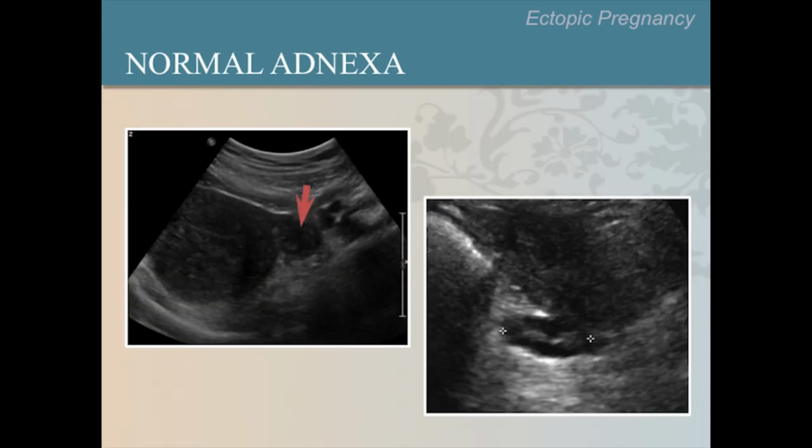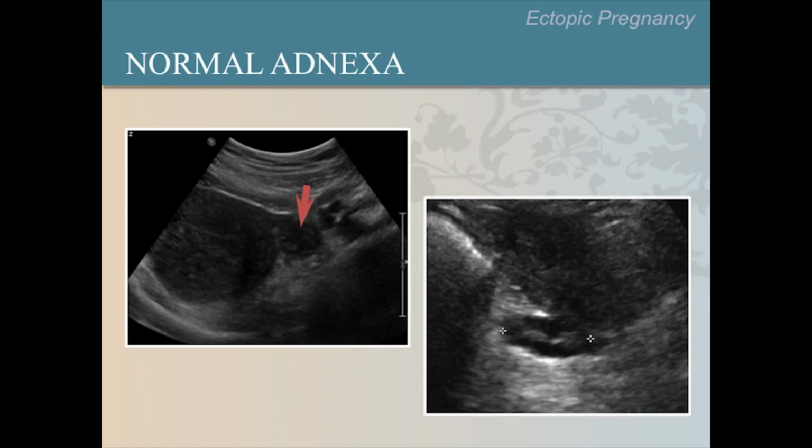Here are two examples of normal ovaries from the last lecture. In the left image, the ovary is round and solid, shown at the red arrow. The other structure is the uterus. As we learned in a previous lecture, the position of the ovary can vary, but it is usually near the uterus.